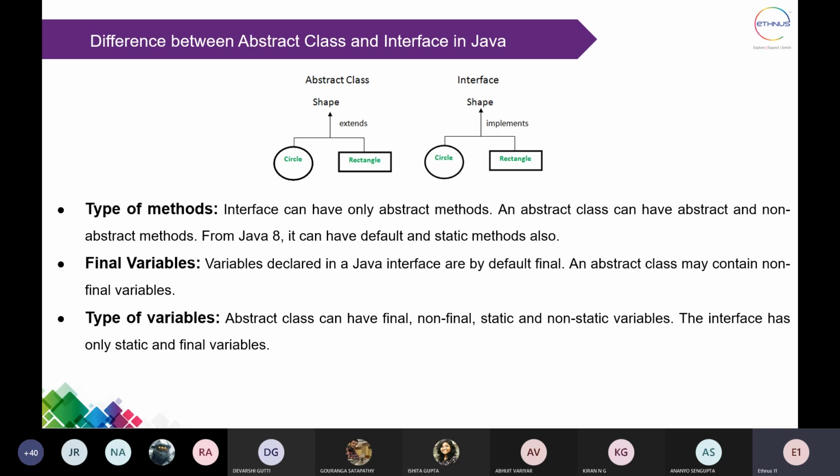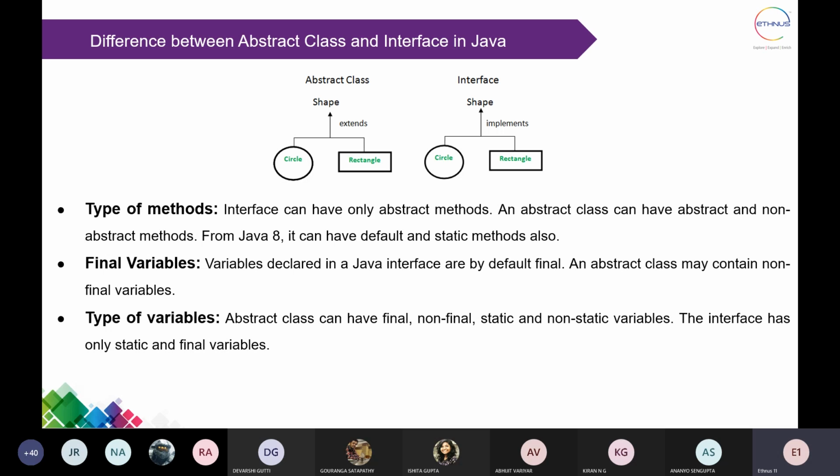And while coming to the type of methods, an interface can have only abstract methods, that is interface methods. But an abstract class can have abstract as well as non-abstract methods. And from Java 8, it can have default and static methods also.